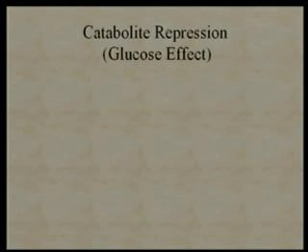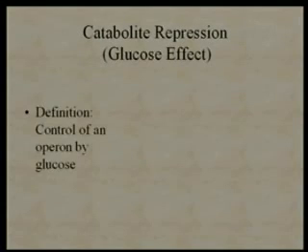So somehow the cell has got to have a way of sensing that there's both glucose and galactose present and utilize the glucose preferentially. And that is a process called catabolite repression. So superimposed on the regulation that we just described for the induction of the lactose genes, there's another level of regulation called catabolite repression, sometimes referred to as the glucose effect. The cell senses if it's got glucose available to it.